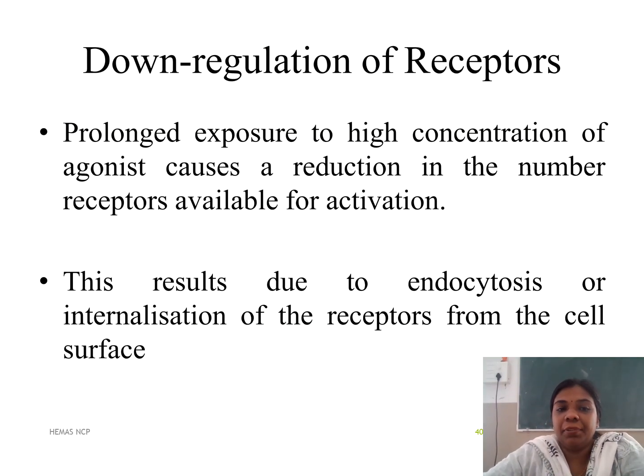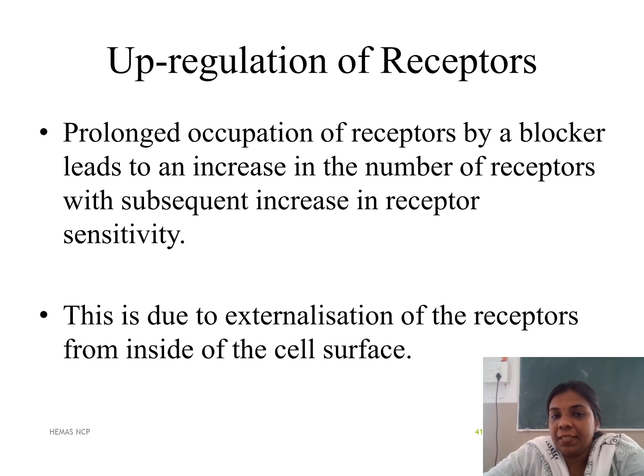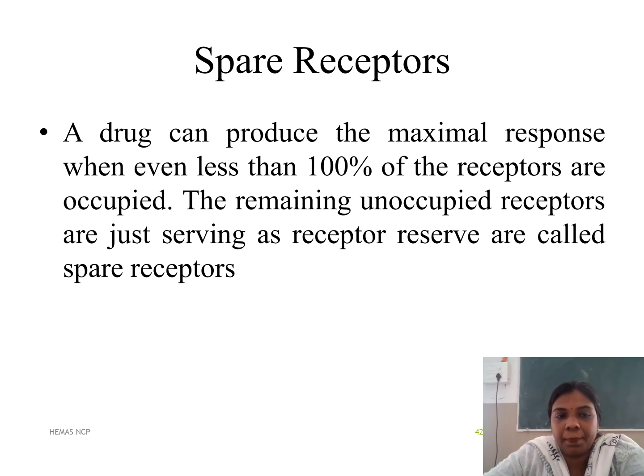Next is the down regulation. Prolonged exposure to a higher concentration of agonist causes a reduction in the number of receptors available for activation, and this results from endocytosis or internalization of the receptor from the cell surface. Upregulation of receptors: prolonged occupation of receptor by a blocker leads to an increase in the number of receptors. If the number of receptors is increasing, it is upregulation; if decreasing, downregulation. Upregulation is due to externalization of the receptor from inside the cell to the cell surface.